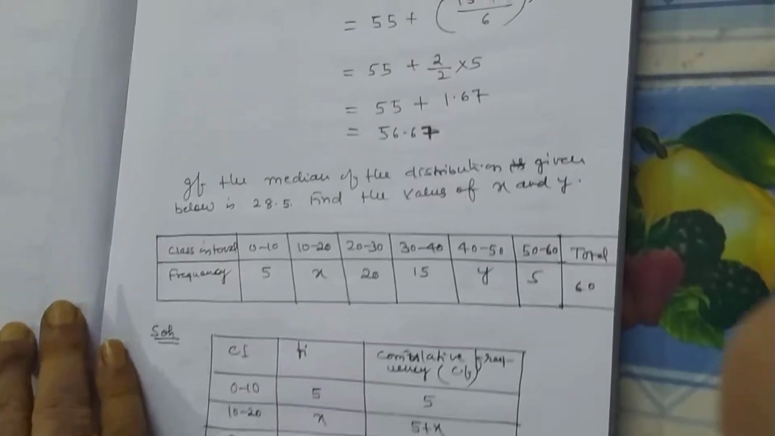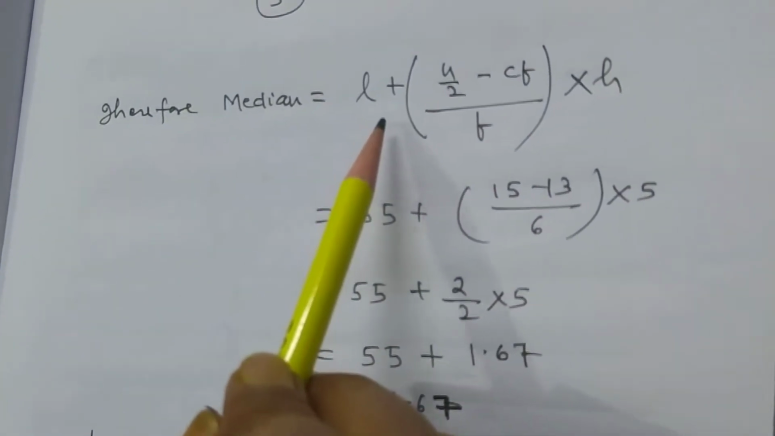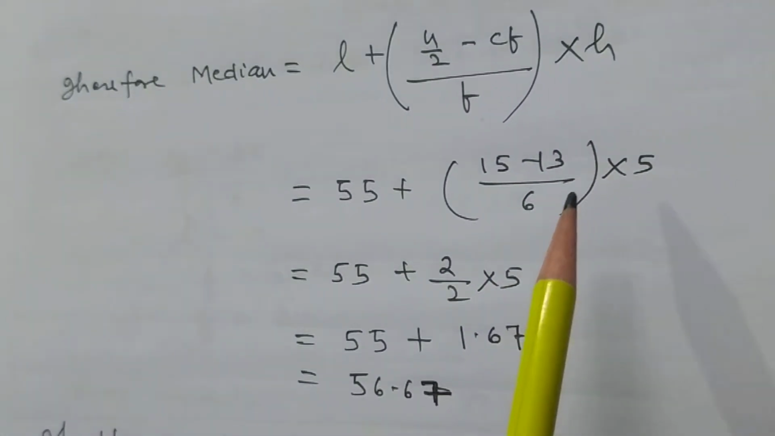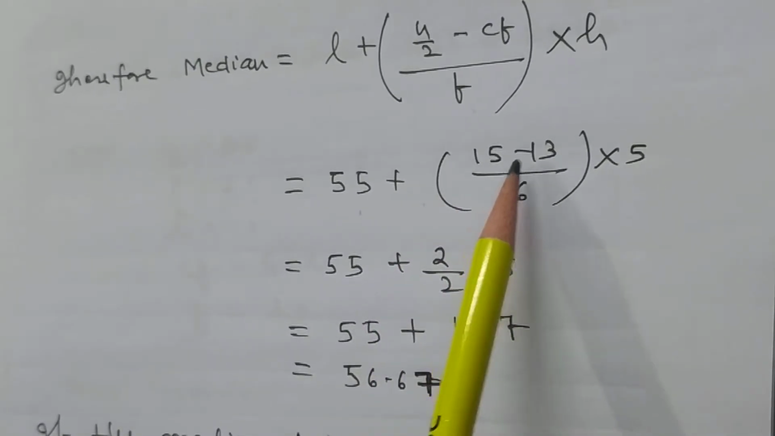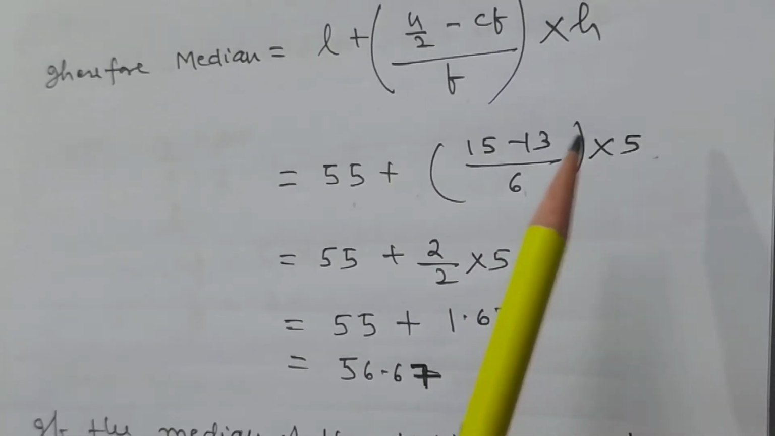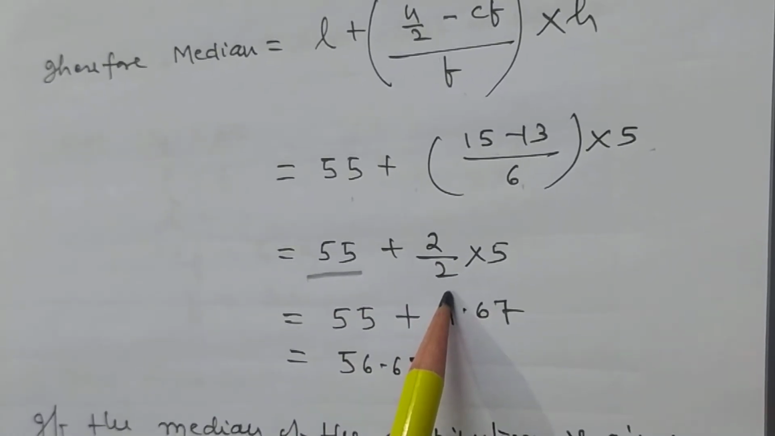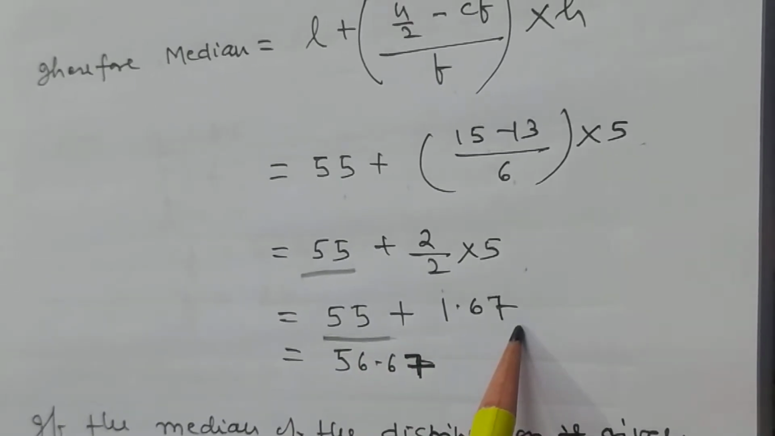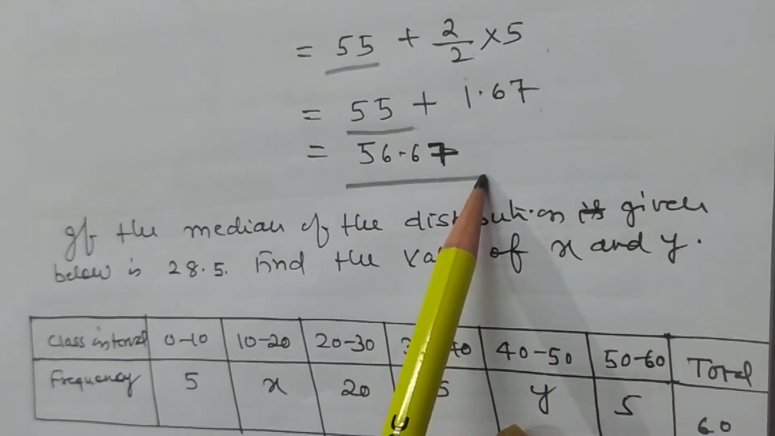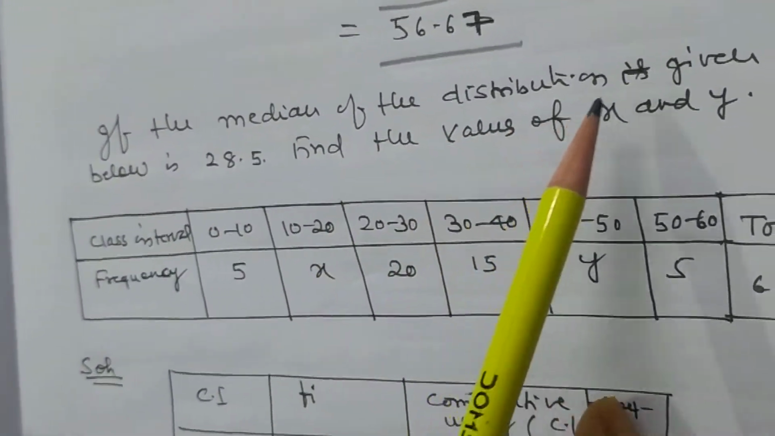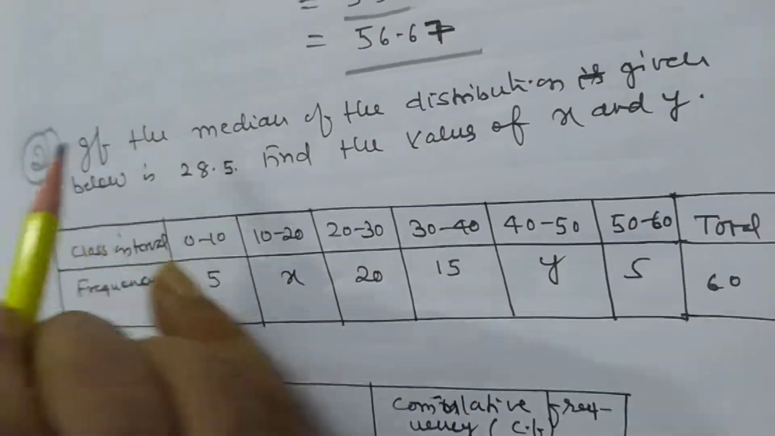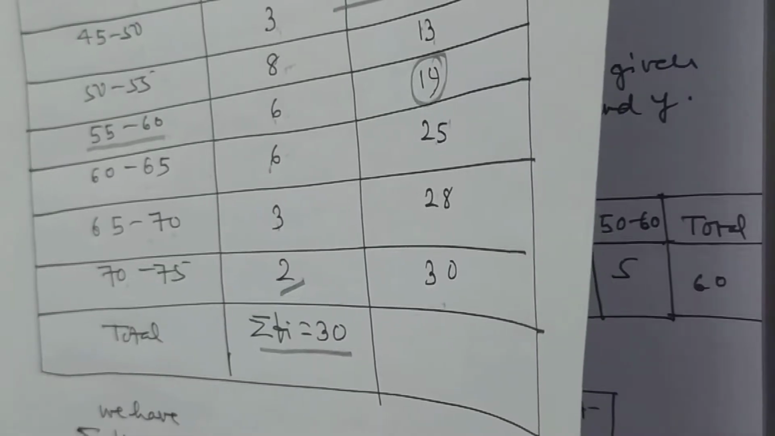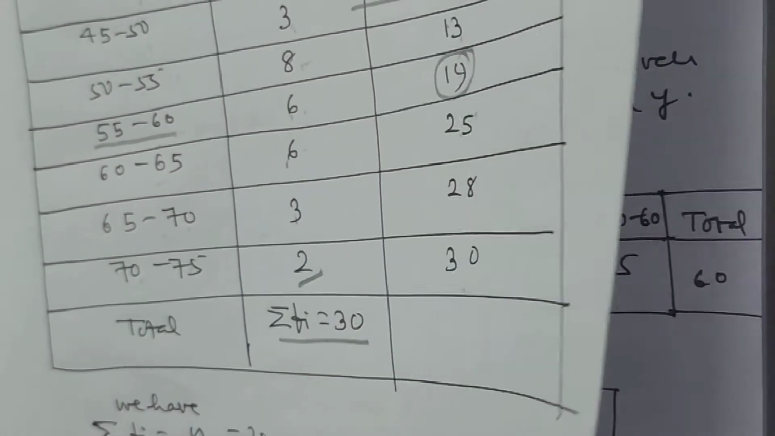By using the formula, median is equal to L plus n by 2 minus CF by F into H. So 55 plus (15 minus 13) by 6 into 5. So it will be 55 plus 2 by 6 into 5, that is 55 plus 1.67. So it will be 56.67, the median of the distribution. So median is 56.67.